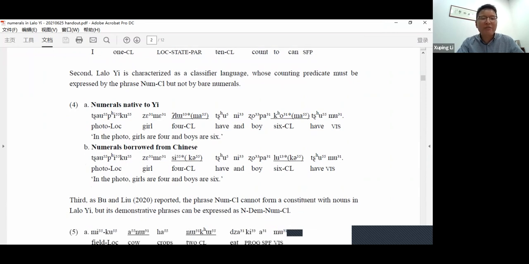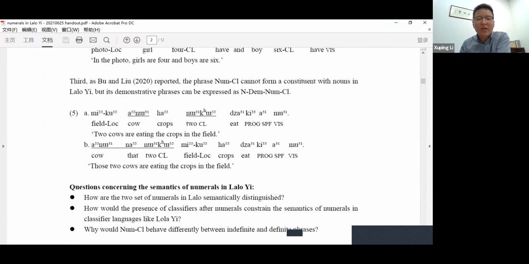And the third interesting fact is concerned with the number phrase and the DP. In Lalo Yi, if we want to derive an indefinite phrase like a number phrase, the numeral cannot form a constituent with the noun, with the NP. I will show you more details later on.